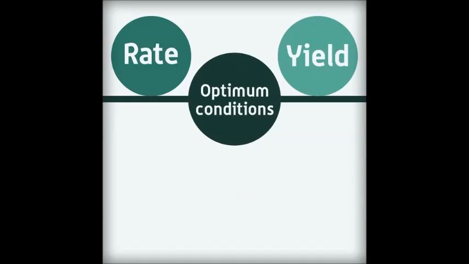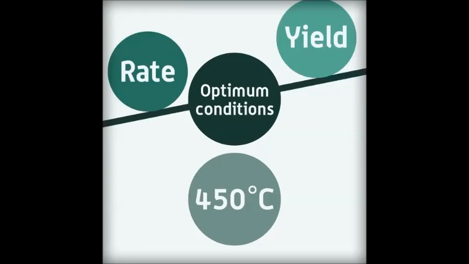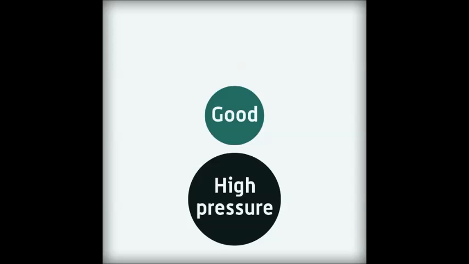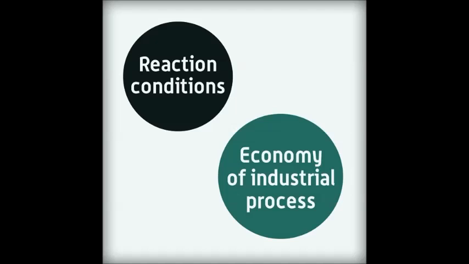The optimum conditions for the Haber process are a balance between rate and yield. We want to produce an acceptable yield in an acceptable time. The optimum temperature is 450 degrees Celsius, which is a compromise between a fast rate of reaction and high yield. High pressure favours both rate and yield, so high pressure is good. The only compromise here is that high pressures are difficult and expensive to maintain. Hopefully you now understand the principles of how reaction conditions affect the economy of an industrial process, and now feel able to apply them to other reactions.